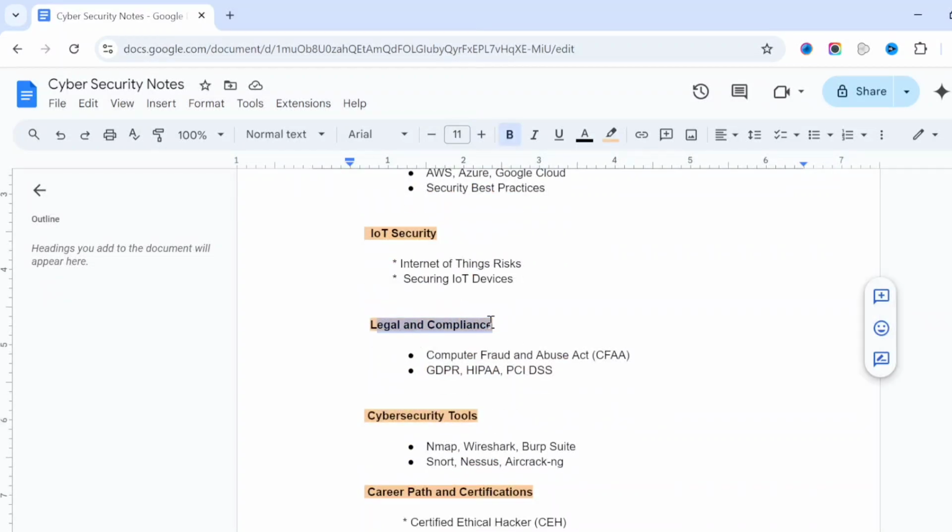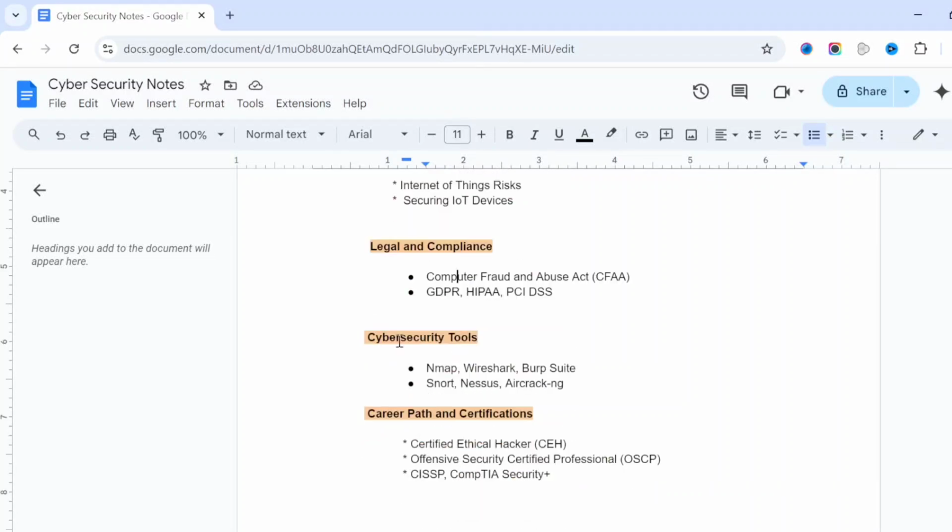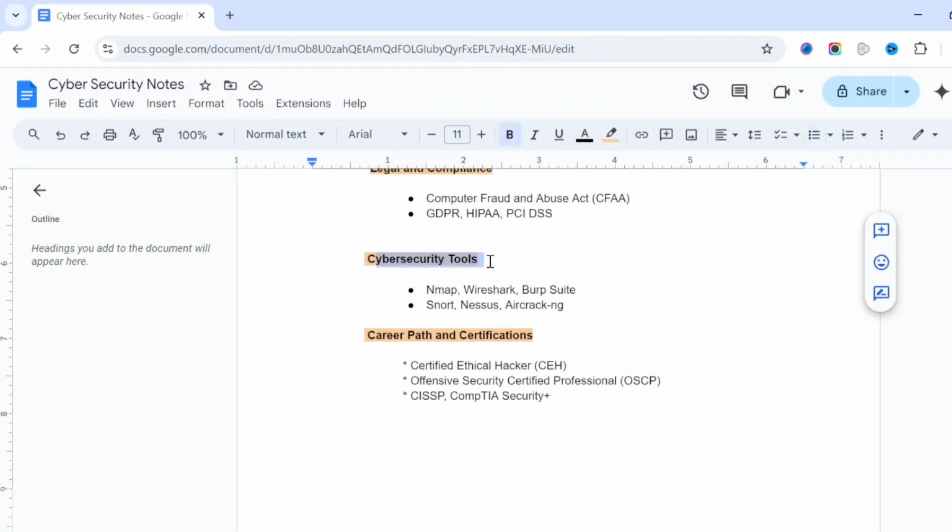Next, legal and compliance. Some of the legal and compliance acts will be there, like the Computer Fraud and Abuse Act, CFAA, and GDPR, HIPAA, PCI DSS. Those will also be covered in the cybersecurity course. Next, cybersecurity tools. Some of the tools are Nmap, Wireshark, Burp Suite, Snort, Nessus, and Aircrack-ng, and a lot of other tools also. Those will also be covered in this cybersecurity course.